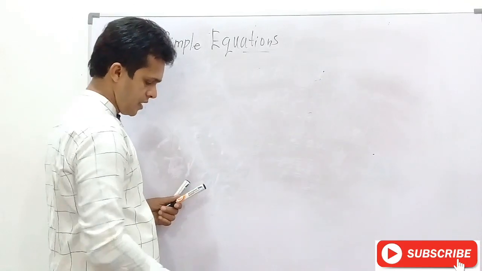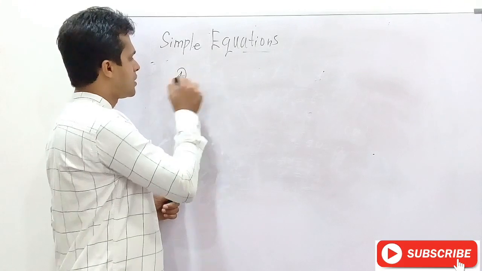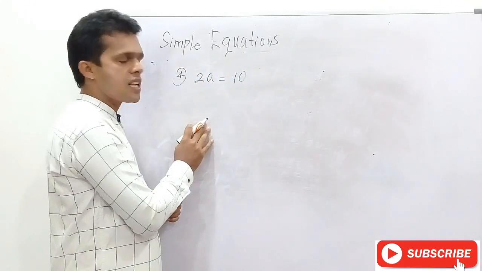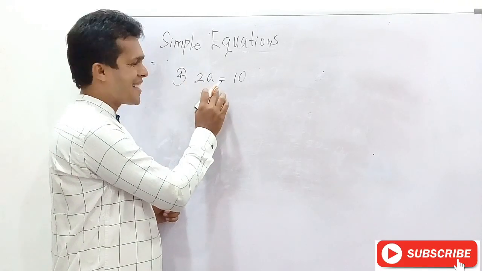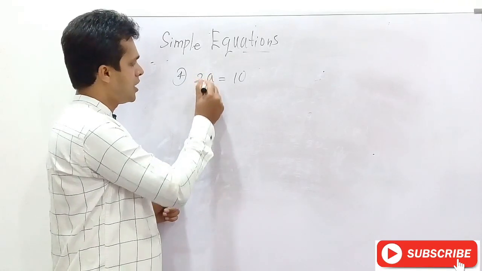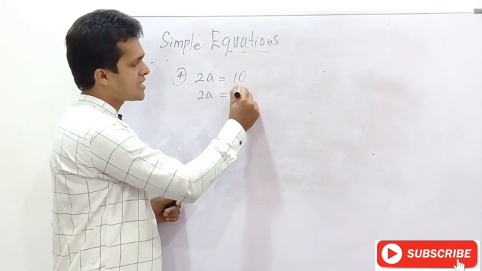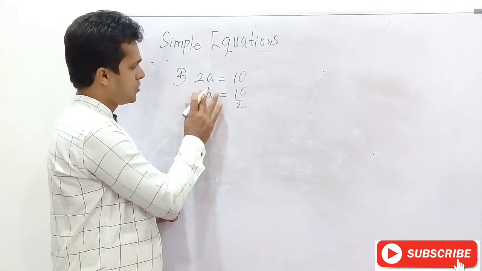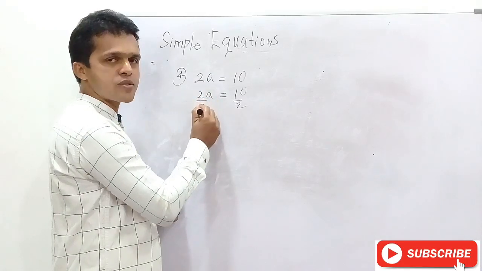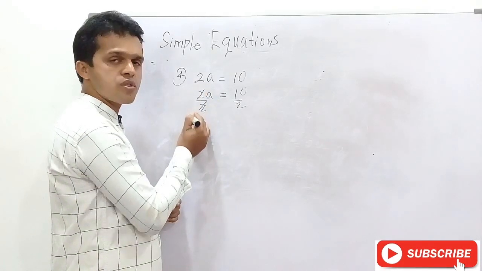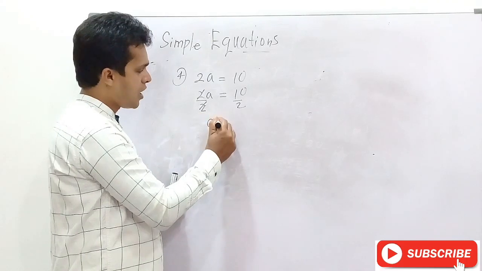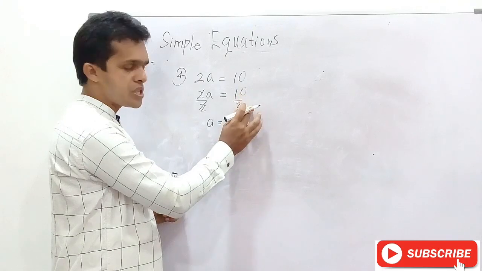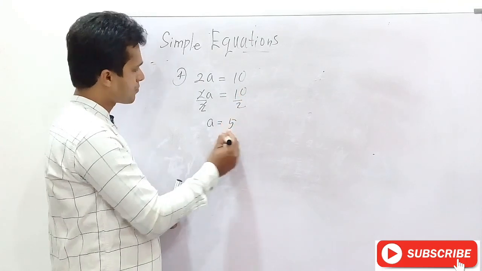Fourth one. How can you do this one? 2a equals 10. Between 2 and a, there is multiplication. If it is multiplication, it is divided by 2. Both sides are divided by 2. Now this 2 and this 2 can be simplified. Now the value of a is 10 over 2, which equals 5.